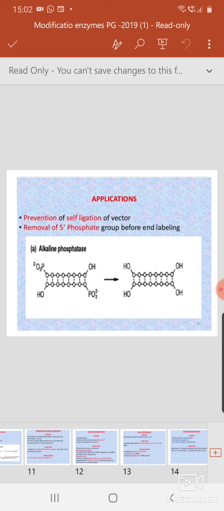Now there are other applications. Prevent self-ligation of vector. That is the main application of this enzyme in recombinant DNA technology. Removal of 5' phosphate group before end labeling. What the diagram is showing is that the 5' phosphate groups are there. After treatment with this alkaline phosphatase, the 5' phosphate group has been removed and replaced with a hydroxyl group.